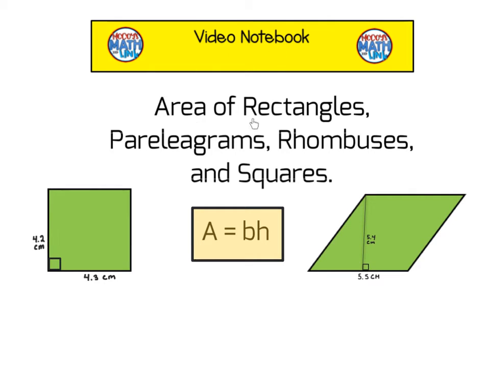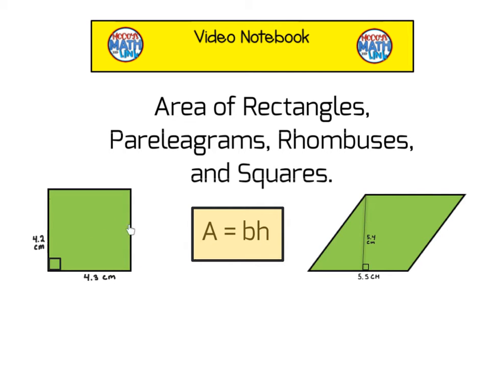Today we're going to talk about the area of rectangles, parallelograms, rhombuses, and squares. And the formula is going to be the same for all of those. It's A equals base times height. So let's go ahead and look at a couple of samples that I have here.